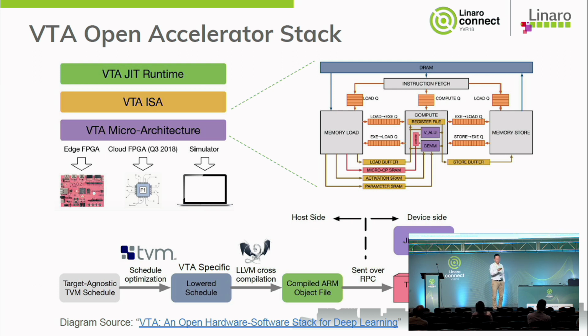Another part is the VTA ISA. It defines several instructions to do the deep learning acceleration, right? So we can see in the VTA microarchitecture, there are instruction fetch operation, memory load, and memory store. And at the core of the diagram, you can see there is a compute module which supports ALU operations and GEMM operations, right?